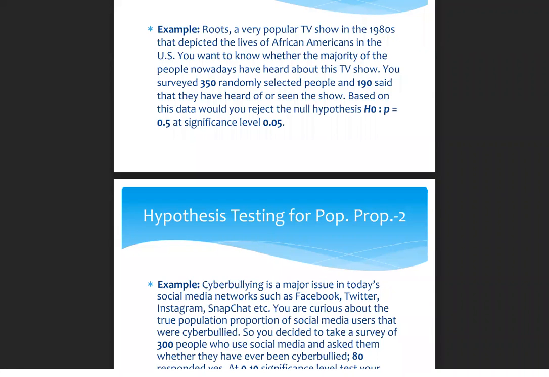Roots was a very popular TV show in the 1980s that depicted the lives of African Americans in the US. You want to know whether the majority of the people nowadays have heard of this TV show. You surveyed 350 randomly selected people, and 190 said that they have heard of or seen the show. Based on this data, would you reject the null hypothesis H naught: P is equal to 0.5 at significance level 0.05? So you want to know whether more than 50% or less than 50% of the people know about or have heard of this show, okay? And you want to test that.